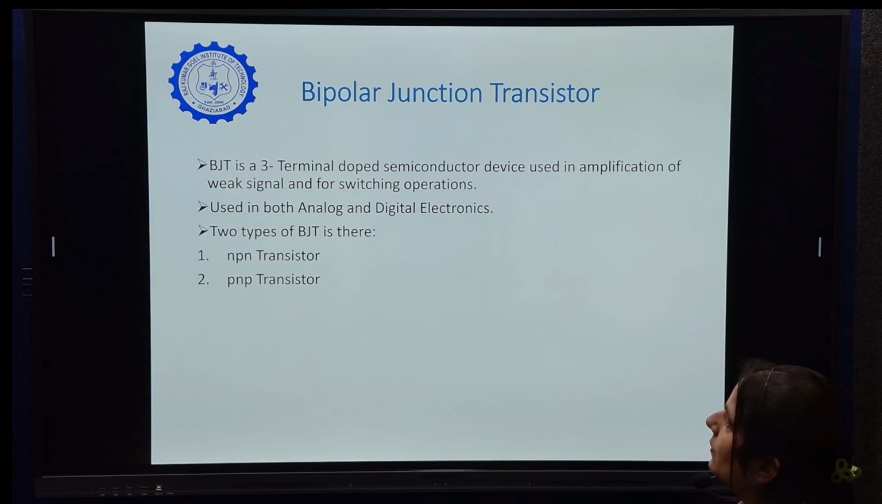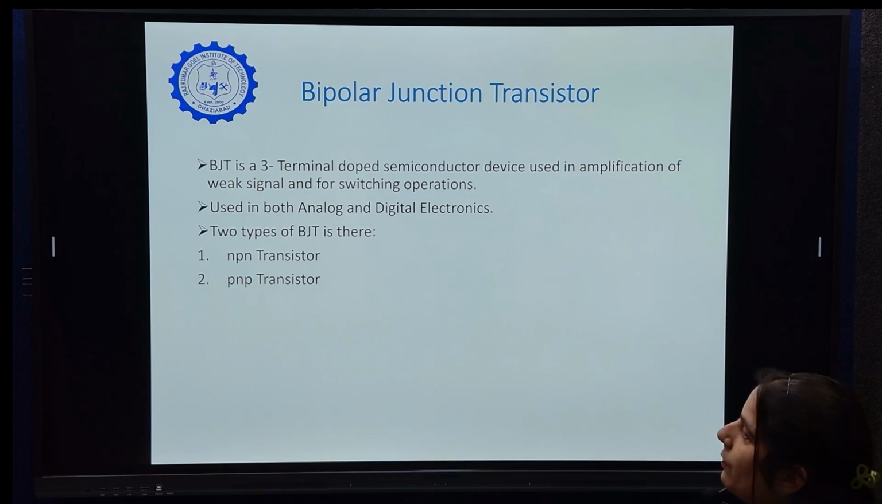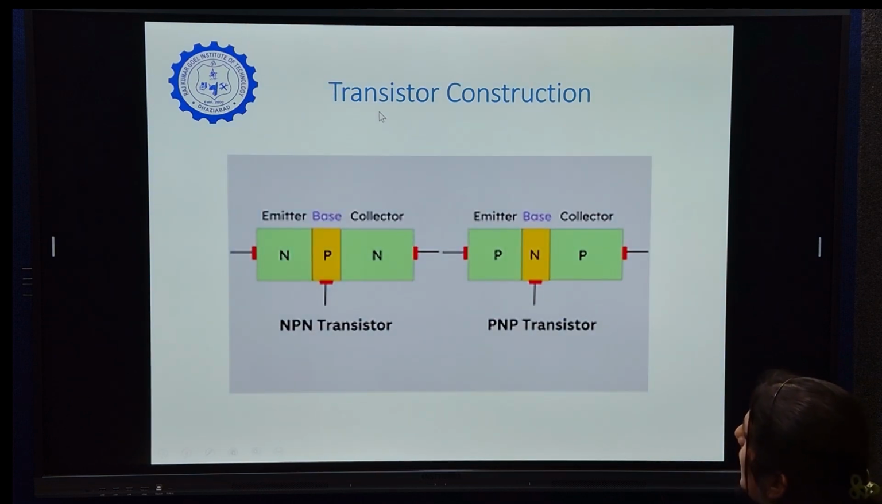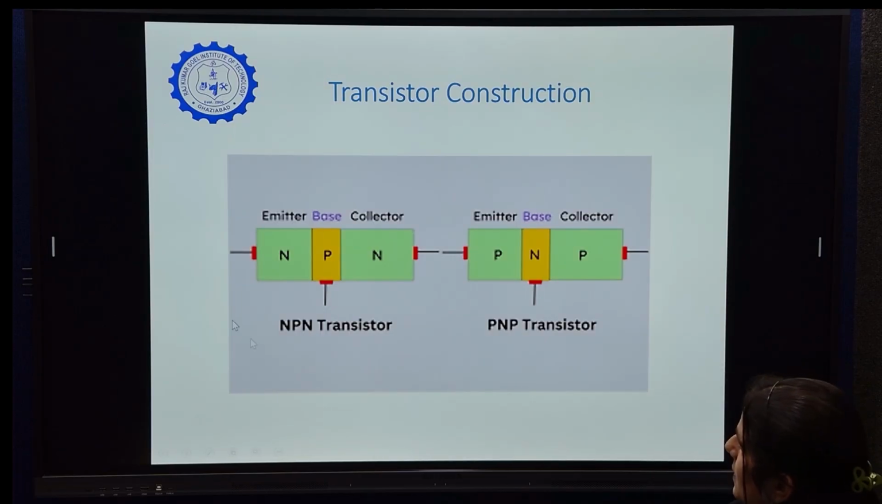BJT is basically a three-terminal doped semiconductor device which is used in amplification of weak signals and for switching operations. BJT can be used in analog and digital electronics both. BJT is basically of two types. First one is NPN transistor and second is PNP transistor. This is the construction of the transistor. This is NPN transistor and this is PNP transistor.